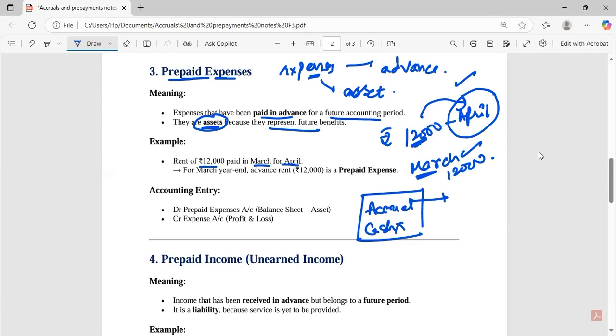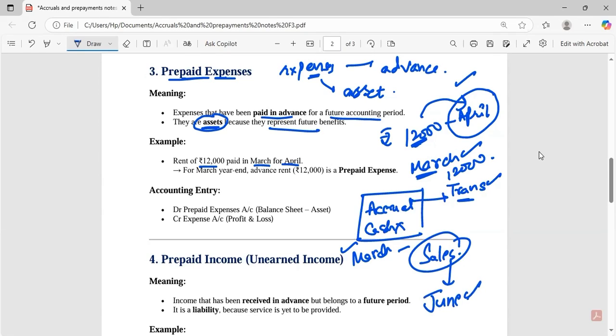Accrual basis says that whenever a transaction happens, record it. It doesn't matter when you have received the cash or when you have paid the cash. If I have incurred a transaction today, record it then and there only. Suppose I made a sale in the month of March. So I will record this sale in the month of March only. I may receive the amount related to these sales in the month of, say, June.